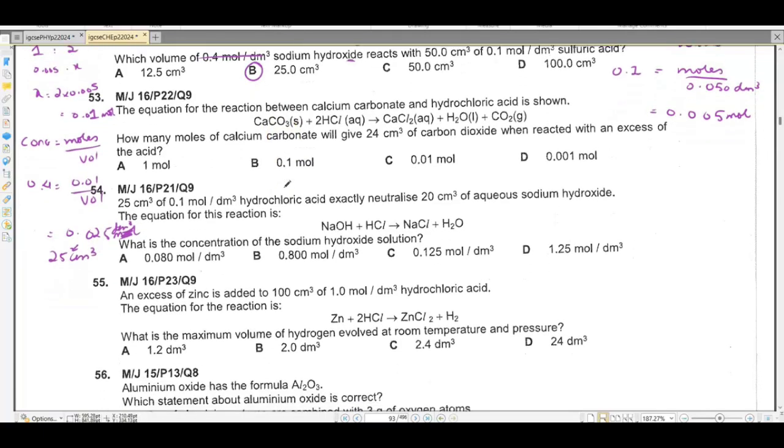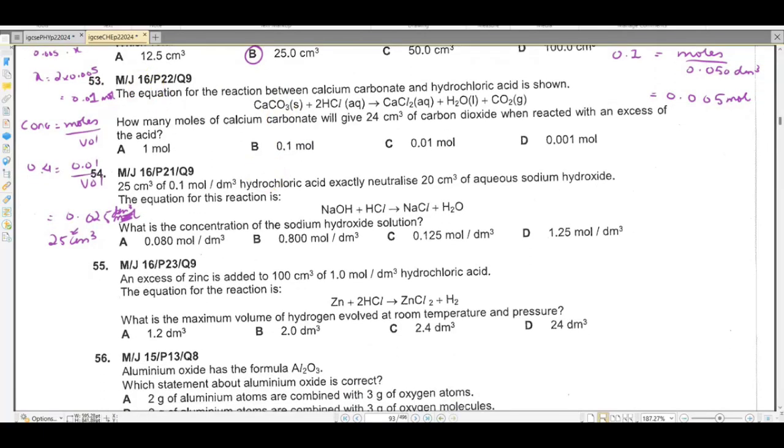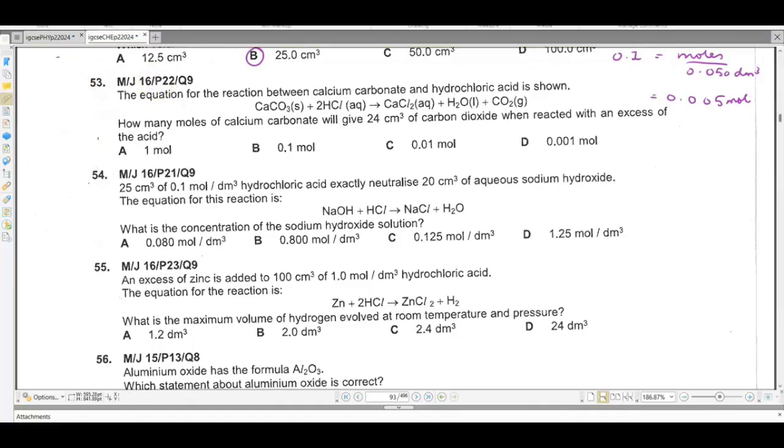Moving on to question number 53. Let me clear the space. Question number 53. The equation for the reaction between calcium carbonate and hydrochloric acid is shown. How many moles of calcium carbonate will give 24 centimeter cubes of carbon dioxide when reacted with an excess of the acid? So now they've told us that acid is in excess. अच्छा हमें तो moles of calcium carbonate ही निकालने हैं.